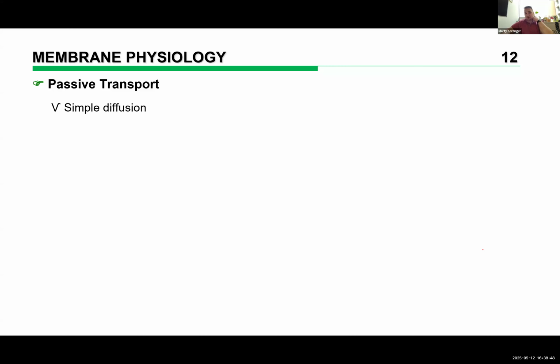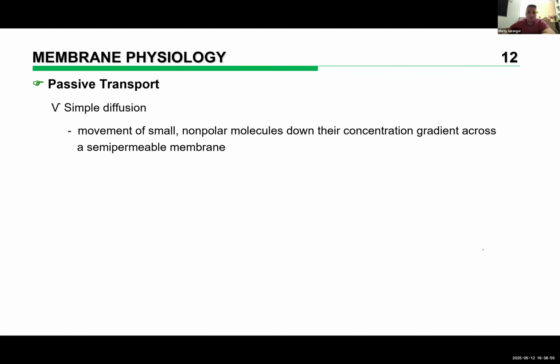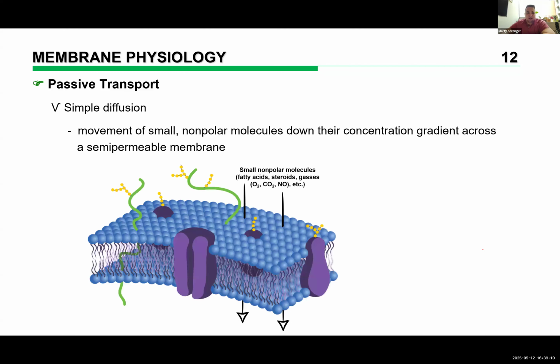Okay, so let's talk about passive transport first. Let's look at simple diffusion as a mechanism of passive transport. And this just means things are going right through the plasma membrane. Now, there's your pathway, but now what's the energy source? The energy source is a concentration gradient. So you have a concentration gradient for these small nonpolar molecules to move across the bilayer.